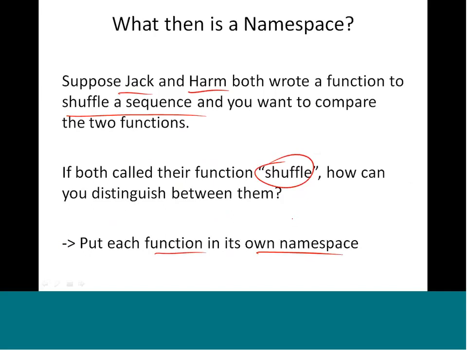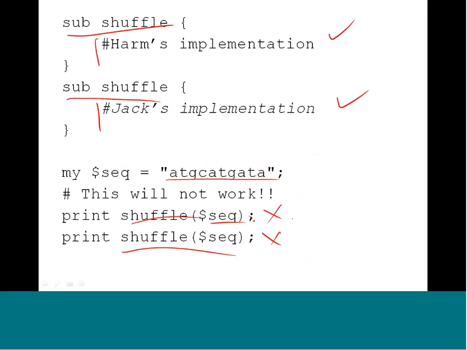And then we explained the namespace with an example, where we have two individuals, Jack and Ham, who are trying to develop the same program called Shuffle, and how do we distinguish between them. If you just put the function name with those two implementations as functions, that does not work.